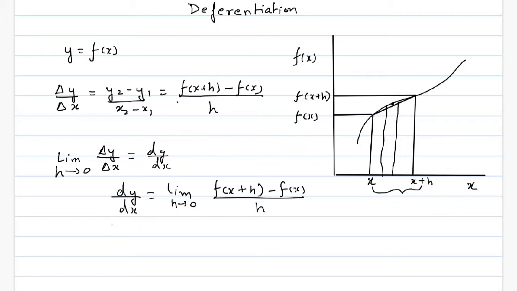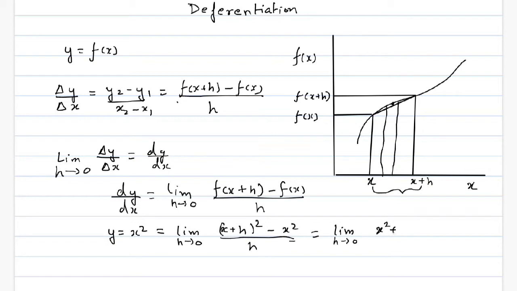Now let's try to find a particular differentiation. If I say my y is equal to x square, or you can say my f of x is x square, if I need to find differentiation for that, I will say limit h tending towards 0, f of x plus h minus f of x upon h, which will give me limit h tending towards 0, x plus h whole square minus x square upon h. If I expand this value, I get x square plus 2hx plus h square minus x square upon h.